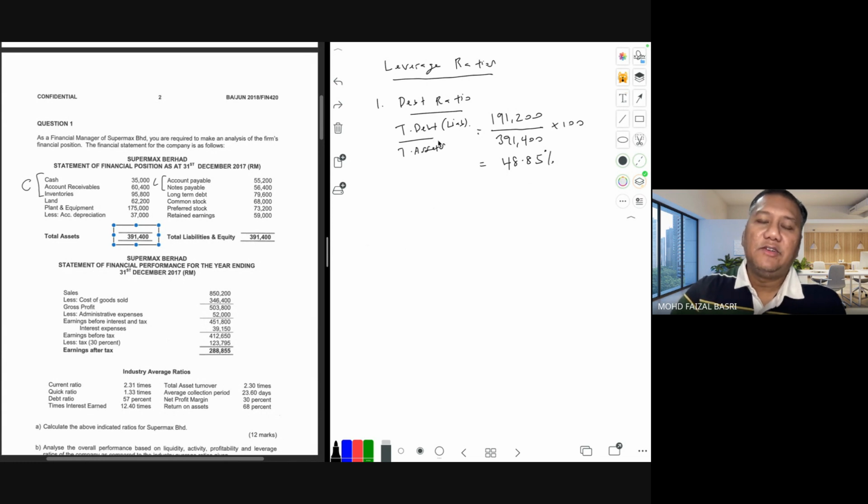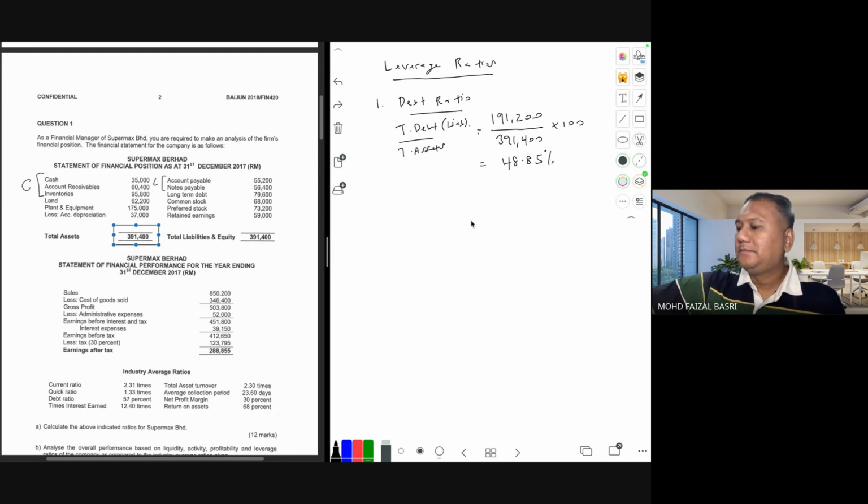So untuk debt ratio, as I mentioned, the lower the ratio, the better. So for this case, Supermax debt ratio is better as compared to the industry average. Okay, untuk ni debt ratio dia lagi bagus lah. Kalau tadi both current dengan quick, Supermax is worse as compared to the industry average. Tapi for this one, the ratio is better. Okay, the debt ratio is better.